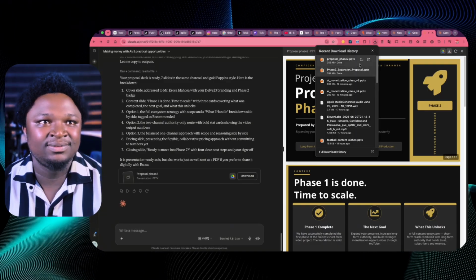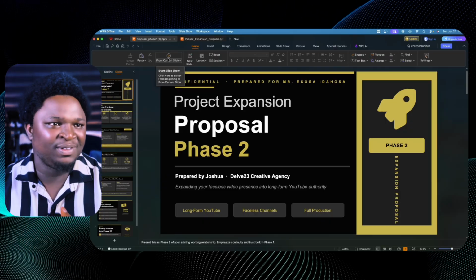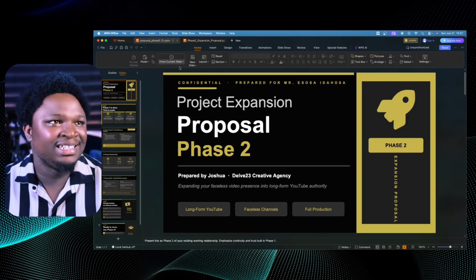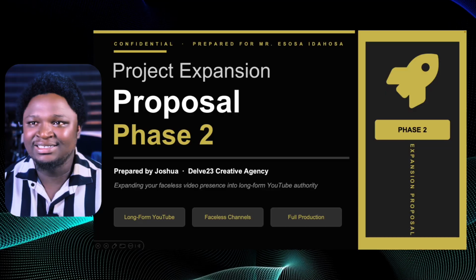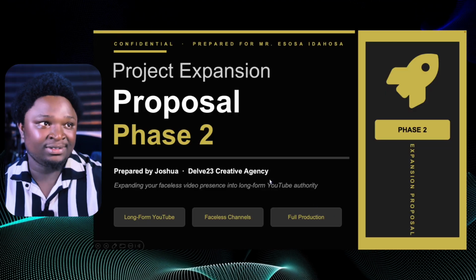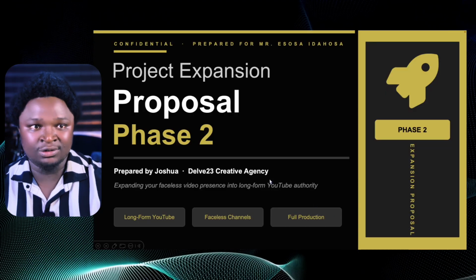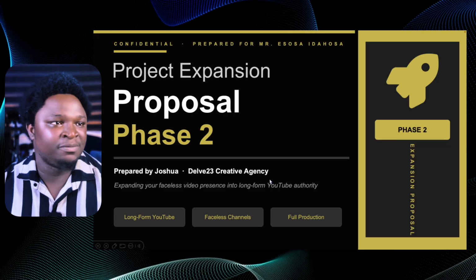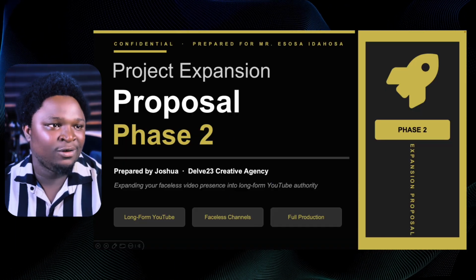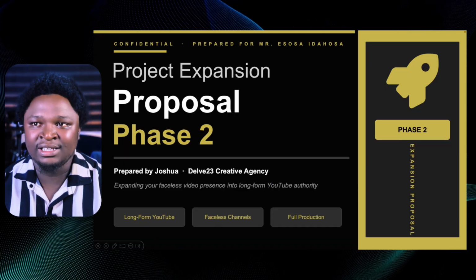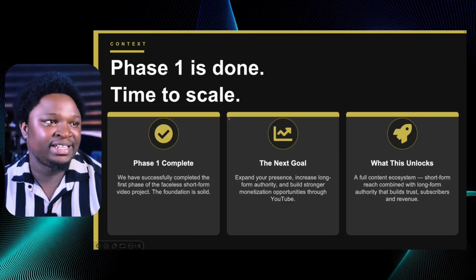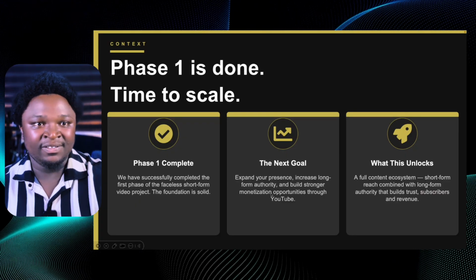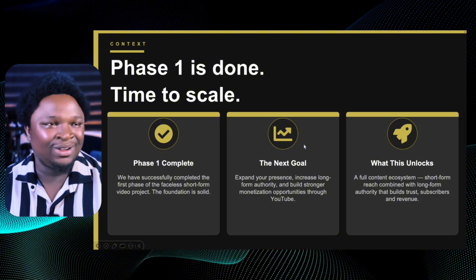So let's open this first one. Let's preview the first one, then we'll preview the second one and see how it is. So this is the first one. You can see it here now. Project expansion, that is the title. Project proposal 2, like it's a proposal that I sent to someone for a project you're working on. You can see everything here, long form video, faceless channel, and all that. So we can start scrolling and see time to scale, a brief explanation on what we have done in phase 1 and the goal for phase 2 and all that.